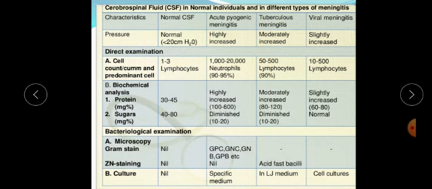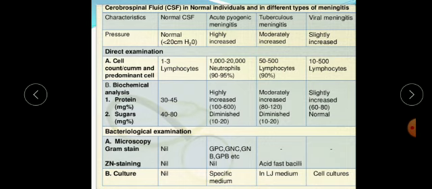In viral meningitis, also there will be lymphocytes, and cell count is moderately increased, ranging from 10 to 500. Biochemical analysis includes the protein and sugar estimation. Normally, protein content is 30 to 45, and it is highly increased in case of acute pyogenic meningitis, moderately increased in tuberculosis, and slightly increased in viral meningitis.